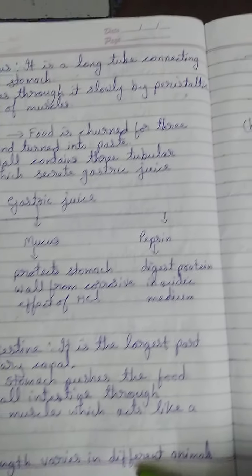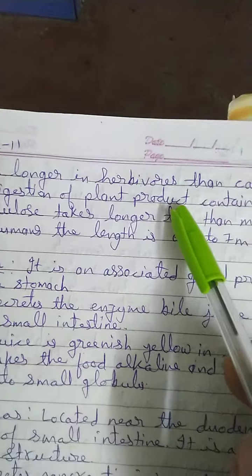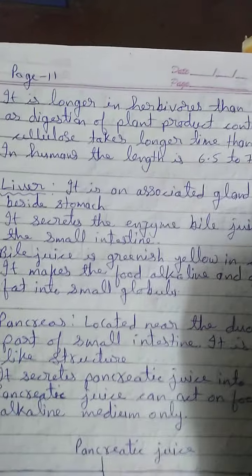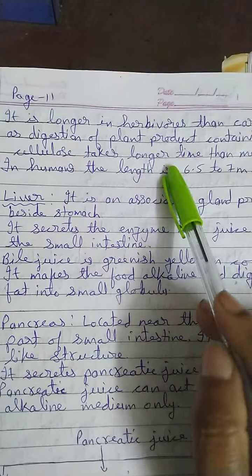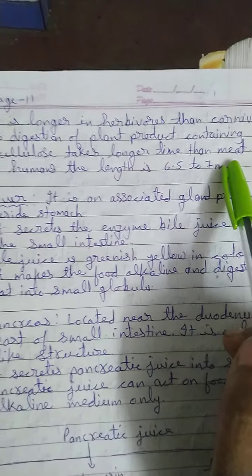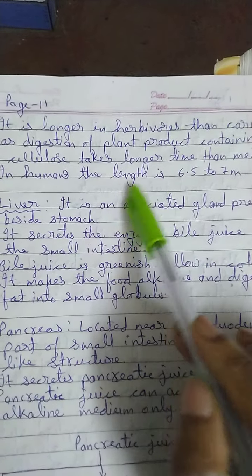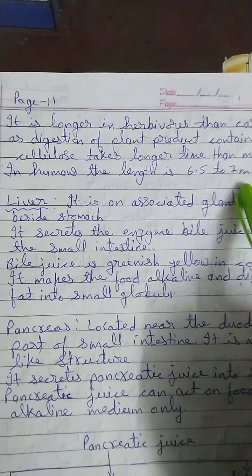Length varies in different animals. It is longer in herbivores than the carnivores, because digestion of the plant product containing cellulose takes longer time than the meat. In humans, the length is 6.5 to 7 meter.